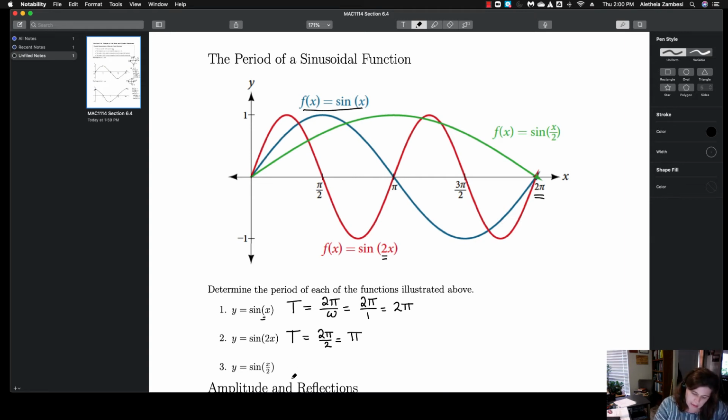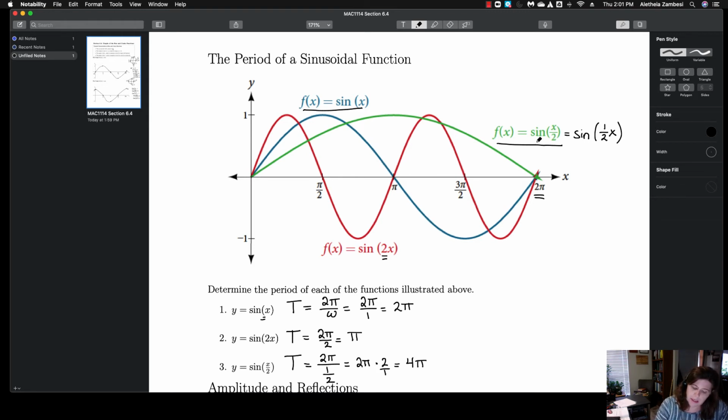If I'm looking at the third one, it says that f of x is sine of x over 2. Well, I can rewrite that as sine of 1/2 times x. So my omega is really 1/2. T is equal to 2 pi divided by 1/2. When you divide by a fraction, flip it and multiply. So 2 pi times 2 over 1 gives me 4 pi.